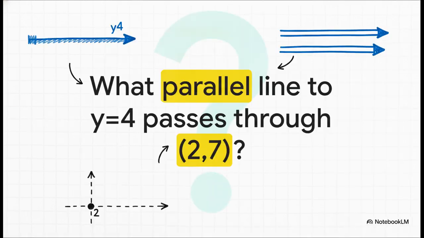Let's try just one more. Check 2. Write the equation of a line parallel to the horizontal line y equals 4 that passes through the point (2, 7). This one is specifically testing your grasp of those edge case exceptions we covered earlier.